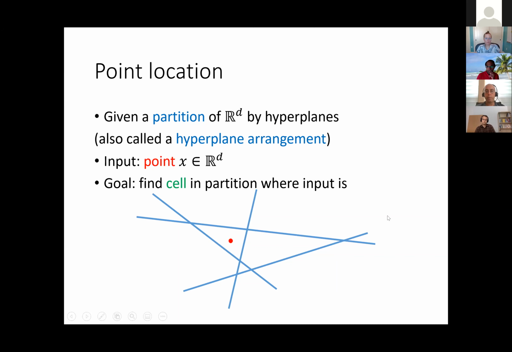Your input is going to be some point, like in this case, this red point here. Your goal will be to find the cell where this point is, like in this case, this shaded triangle. So somehow your goal is to find this triangle. Again, I'm being a bit vague here. What do I mean by finding it, and exactly how do we define this area? But on the conceptual level, this is the problem. You're given a partition of space by hyperplanes, and you want to find the region where your input is.